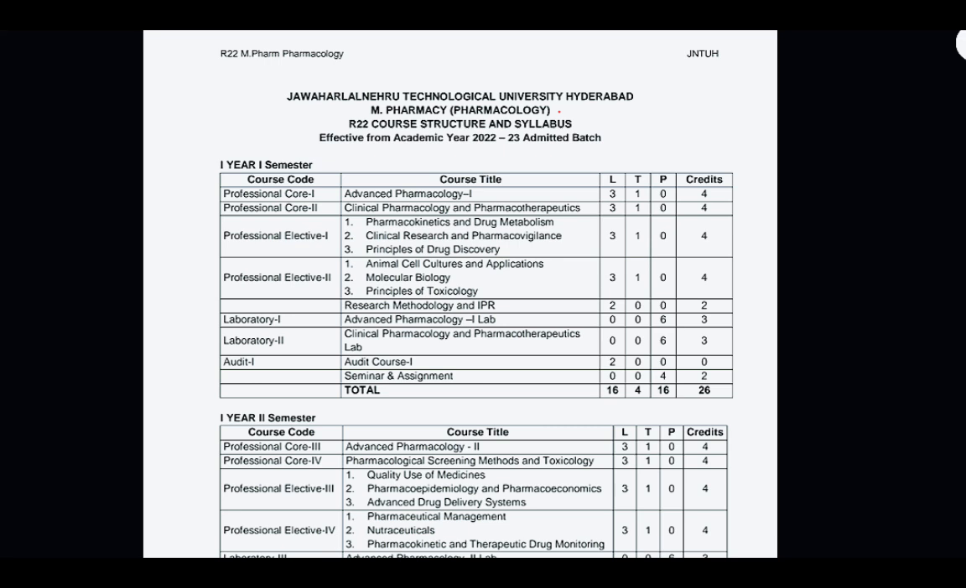Hello guys, in the series of completing the JNTU overview of syllabus copies, now let's continue with the M.Pharmacy Pharmacology department. In the first semester we have advanced pharmacology, clinical pharmacology and pharmacotherapeutics, pharmacokinetics and drug metabolism, clinical research and pharmacovigilance, principles of drug discovery, animal cell cultures and applications, molecular biology, principles of toxicology, research methodology and IPR, advanced pharmacology lab, and clinical pharmacology and pharmacotherapeutics lab.